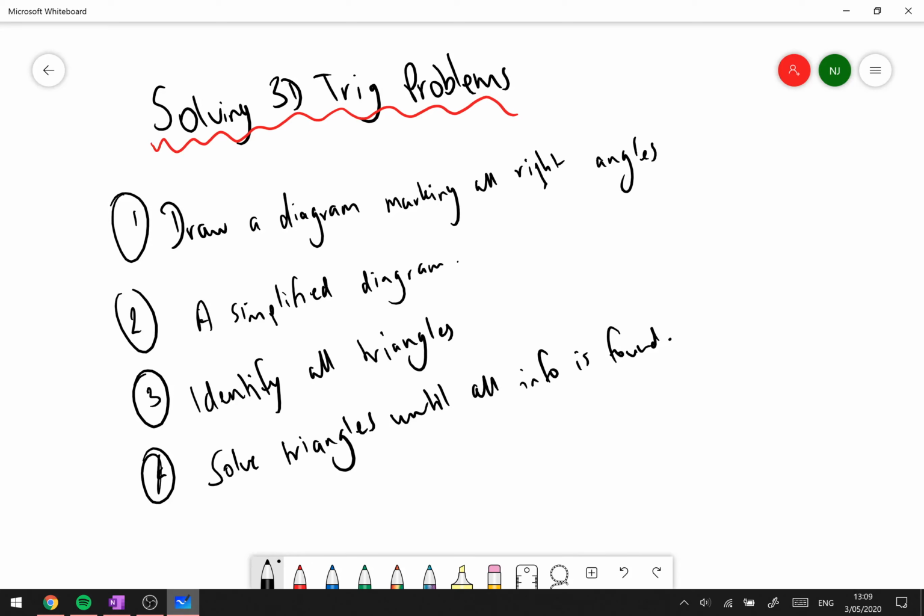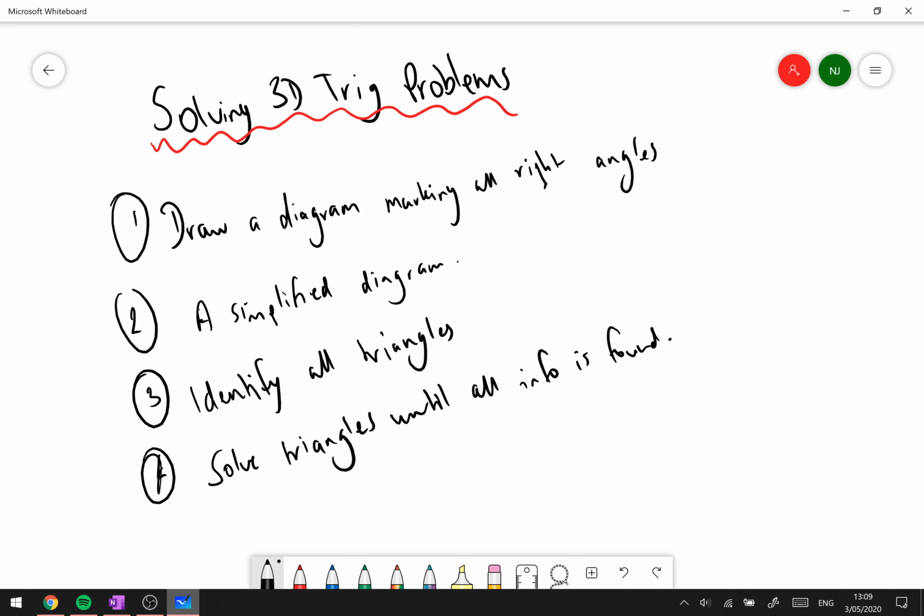So, solving 3D trig problems. When solving these problems, there's pretty much a checklist that you need to go through. 3D problems refer to the fact that the situation you are answering questions about is 3D, but when you are actually doing the trig, it's still in two dimensions. You're still doing 2D triangles, but the situation they're in is 3D.